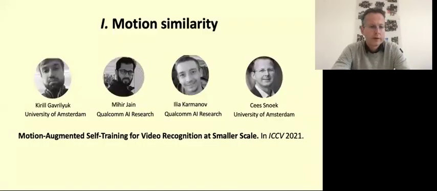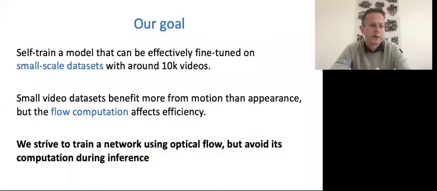So for motion similarity, we're looking into a paper that appears this week at ICCV. It's called Motion Augmented Self-Training for Video Recognition at Smaller Scale by Kirill Gavrilyuk from the University of Amsterdam, together with Mihir Jain and Ilya Karmanov from Qualcomm AI Research. And in this paper, we set ourselves the following goal. We want to self-train a model that can be effectively fine-tuned on small-scale datasets with around 10,000 videos.